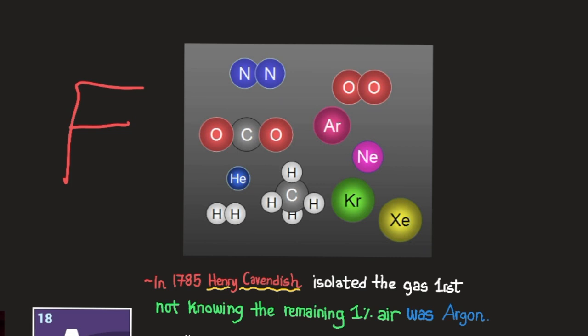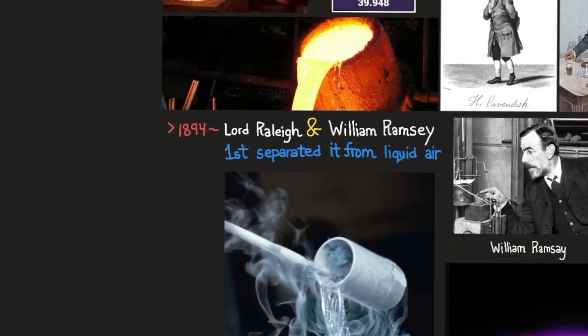So they made it into a liquid, they distilled it, and they were able to classify it as a new element because they were able to change its state.